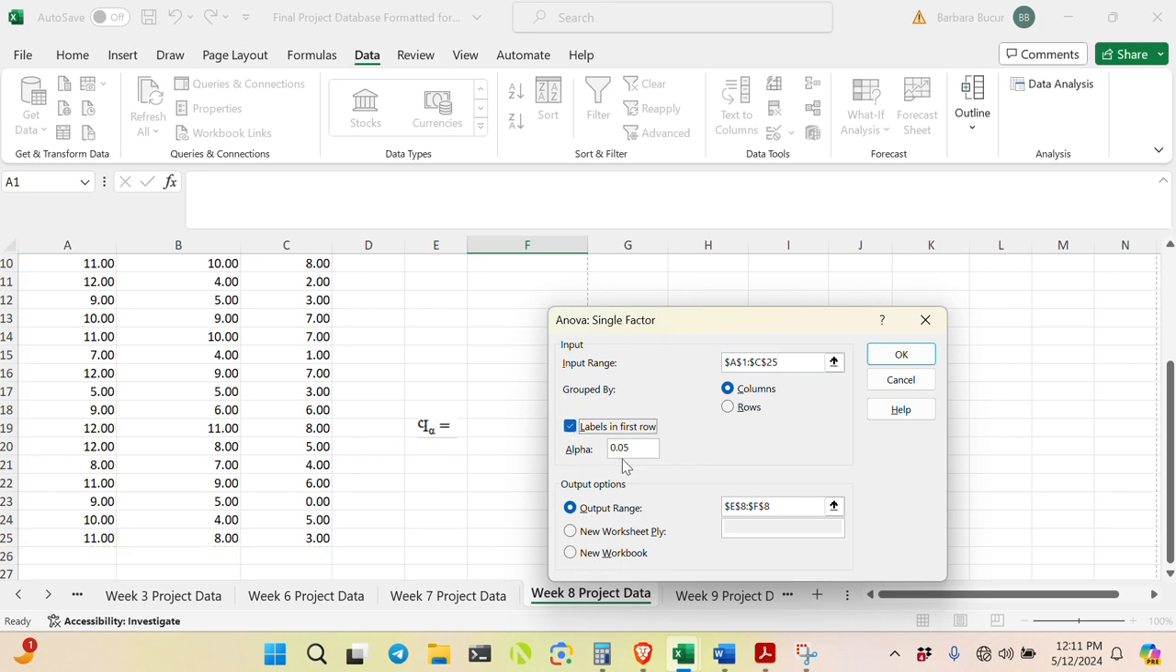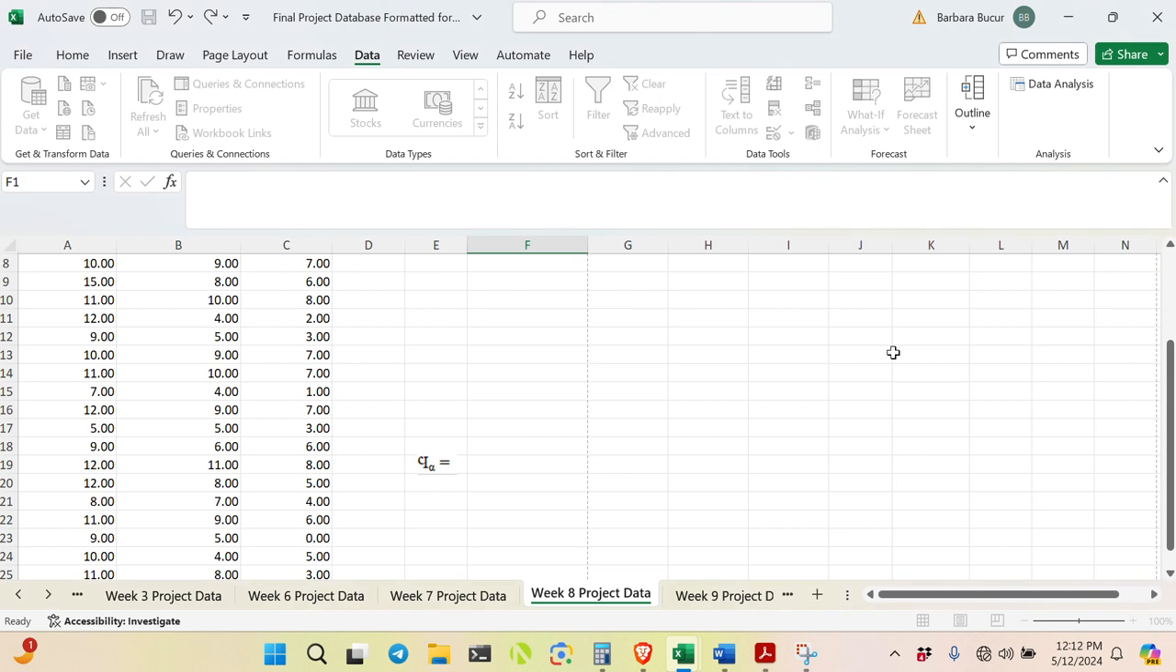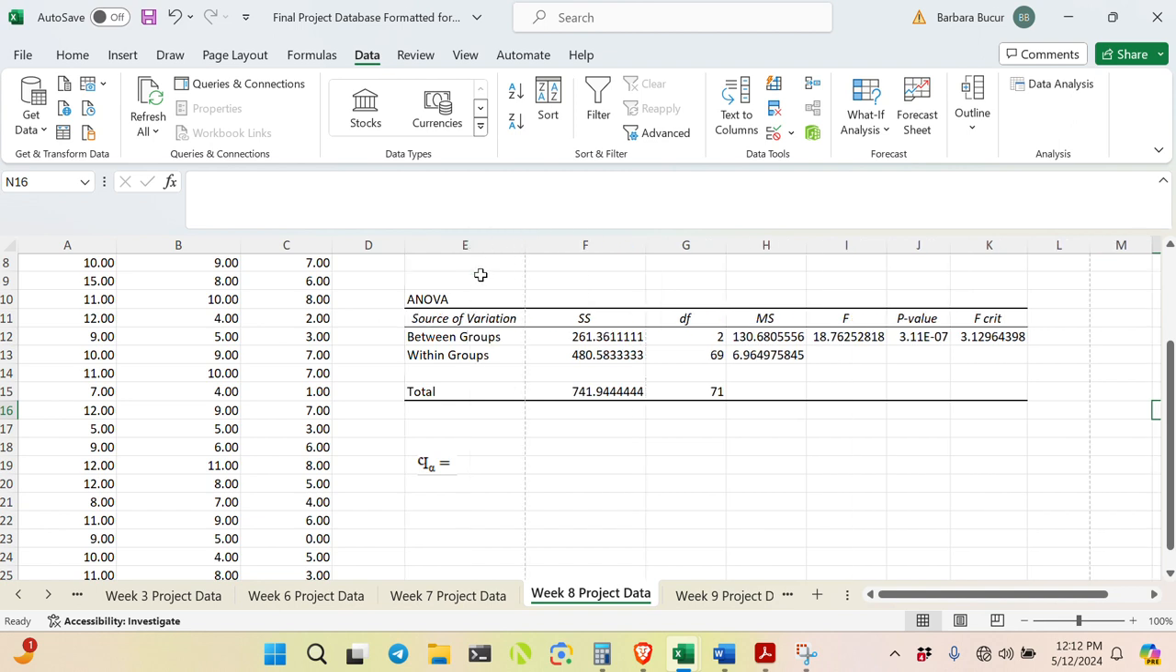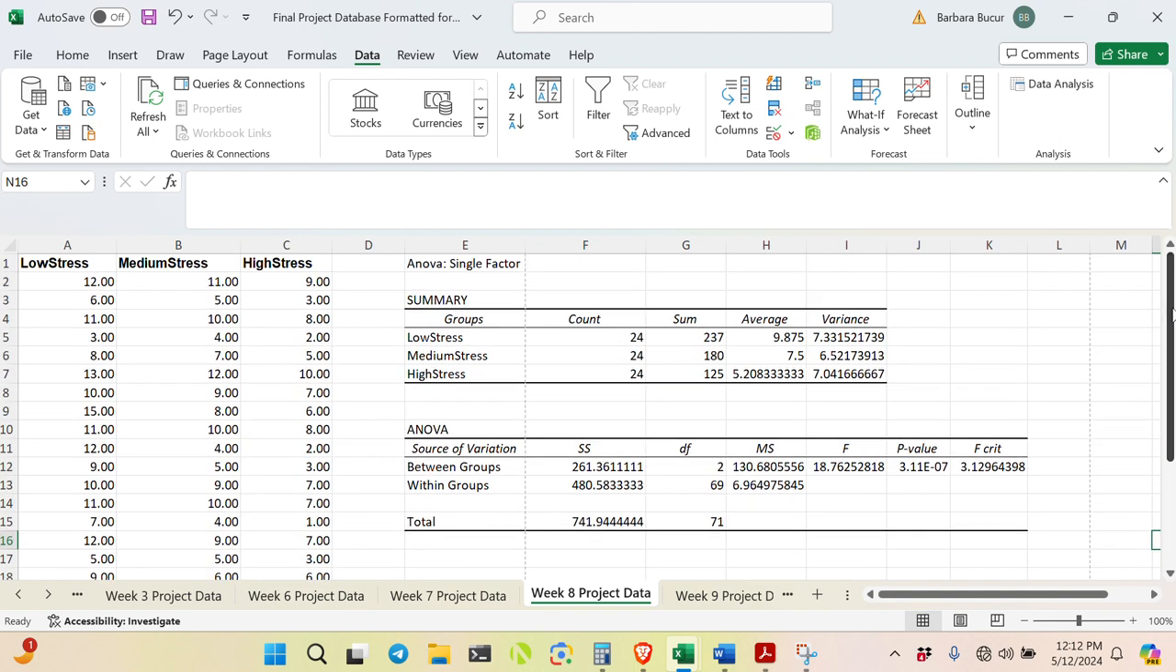Alpha is 0.05. And then the output range, if you want to do it exactly according to the instructions, you probably want to have it towards the top of the spreadsheet. So I'm going to put my output in E1. And then just click OK. So if any of these columns seem like they're cut off at all, this one is a little bit, you can just click between the columns and it will make it bigger. So the descriptive statistics are up here.